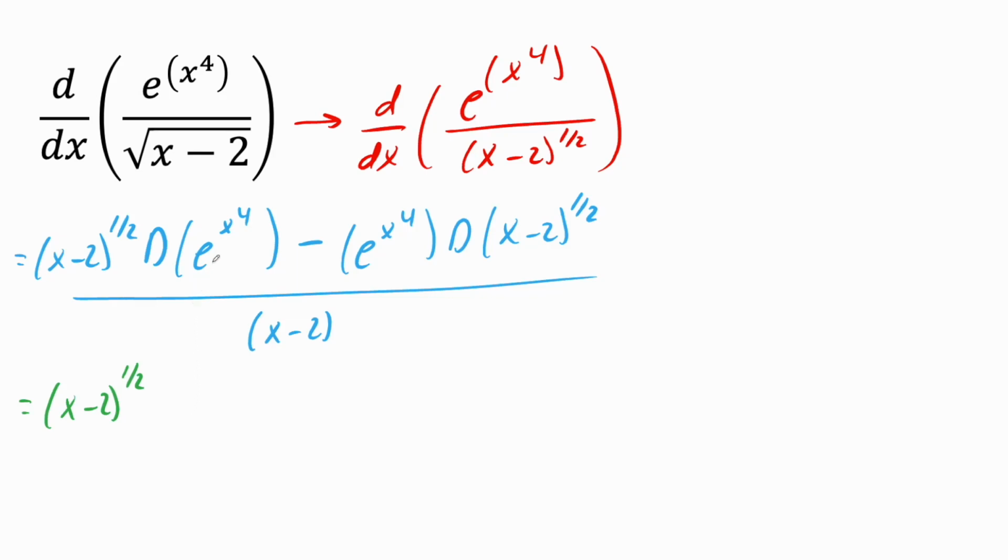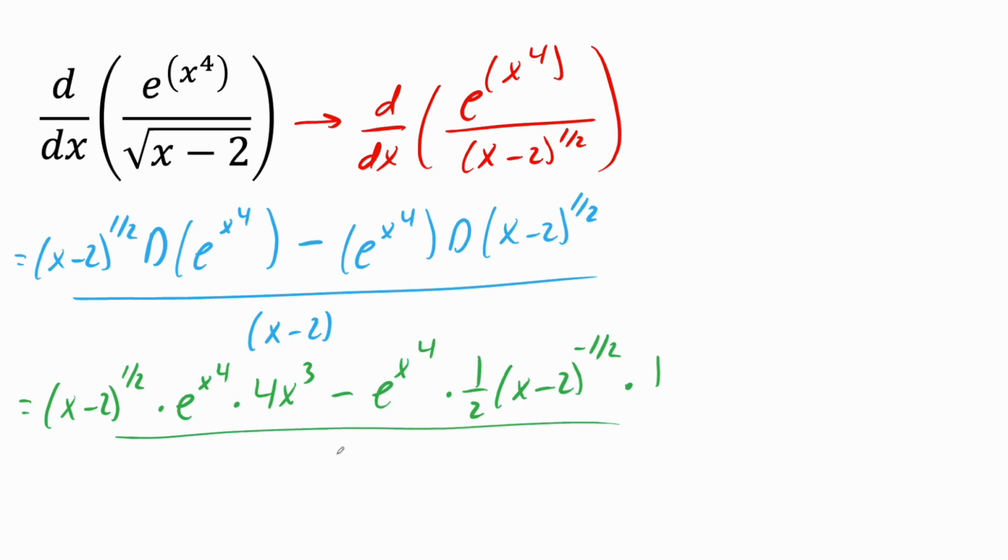Now the derivative of e raised to x is just e raised to x. So we're going to get e raised to x raised to 4. Then we're going to take the derivative of x raised to 4. The derivative of x raised to 4 is 4x cubed, minus we have this piece, e raised to x raised to 4, times, we take the derivative of this piece, so the 1/2 will go in the front, parentheses, we keep the inside, so x minus 2, we raise it to 1/2 minus 1, so negative 1/2. Then we take the derivative of the inside piece, the derivative of x is 1, and the derivative of 2 is 0, so you can multiply by 1 if you want, divided by x minus 2.